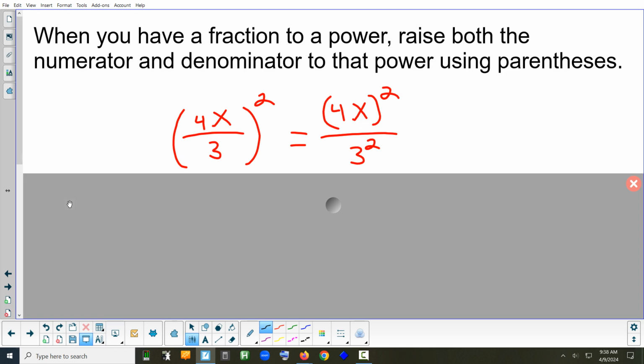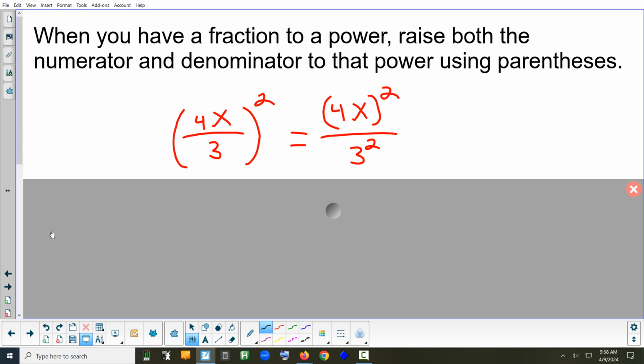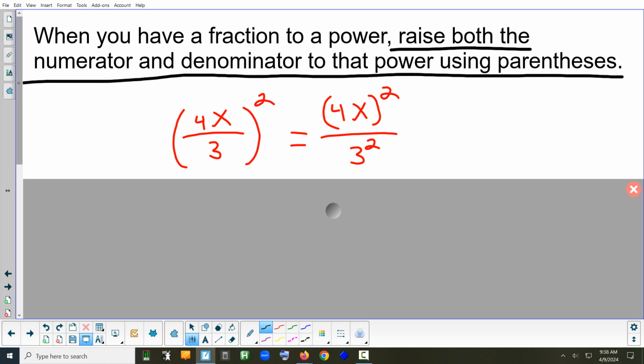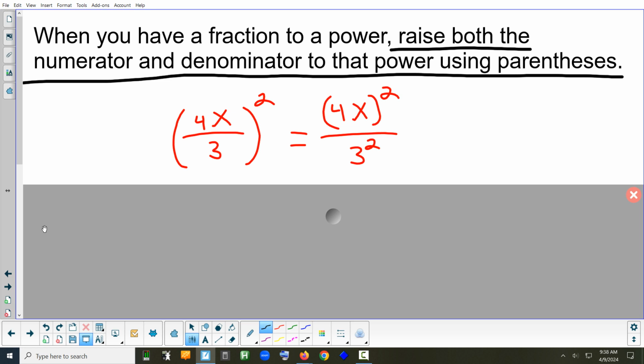Okay, so now on the back of the guided notes. It says, when you have a fraction to a power, and you have a blank line to write this in, you want to write down everything that's underlined right there. Okay. When you have a fraction to a power, it says raise both the numerator and the denominator to the power. So it's not really another rule. It's really kind of like one of the rules we already did before. We just haven't seen it applied to a fraction.